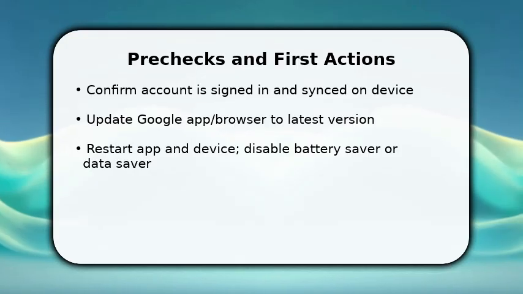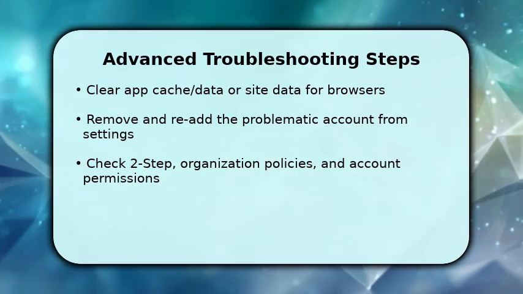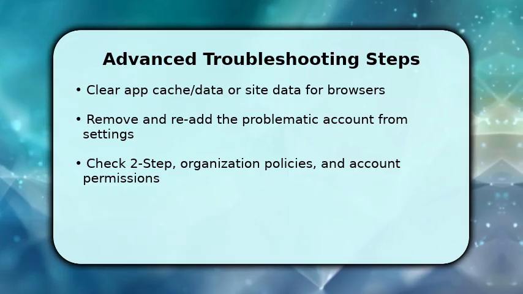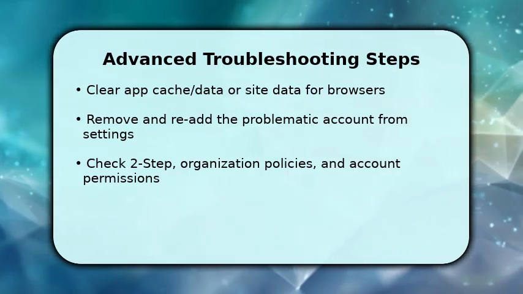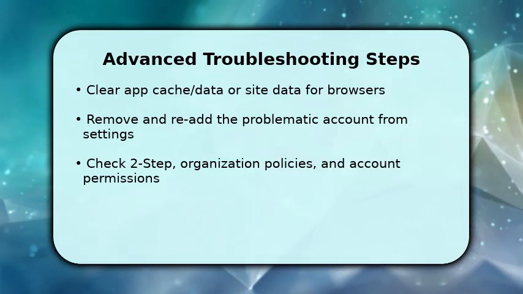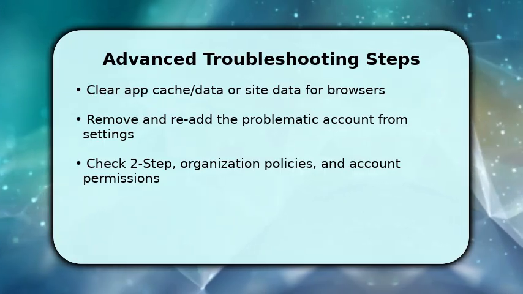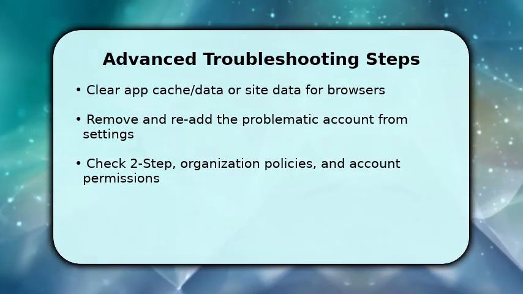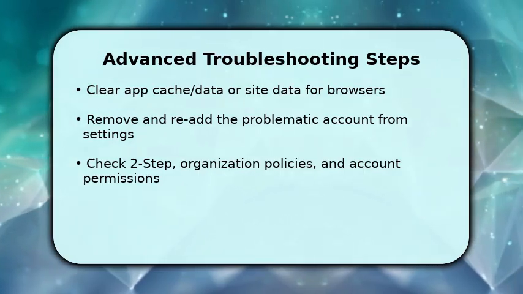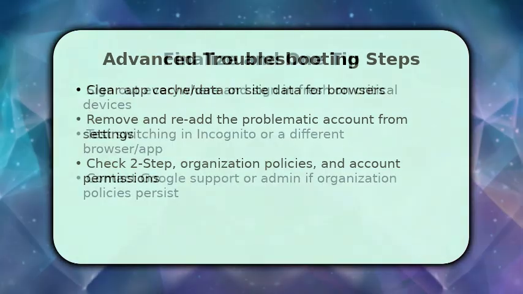Now you move into the complex middle steps. Clear the Google app cache and, if needed, app data. For browsers, clear site data and cookies for accounts.Google.com. If that fails, remove the account from your device settings and re-add it to refresh tokens. Also inspect two-step verification, enterprise device policies, and account permissions. Organization-managed accounts can disable switching. Make sure you're not exceeding device account limits. These steps renew authentication and remove policy or token issues.